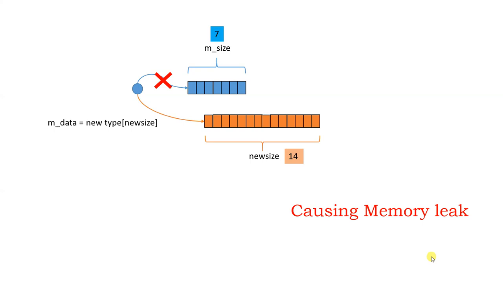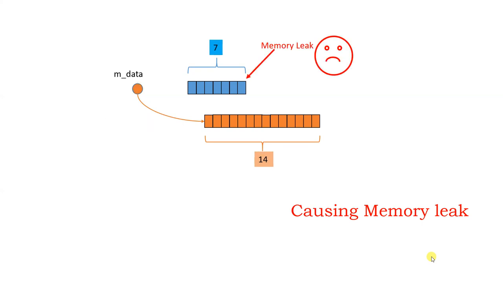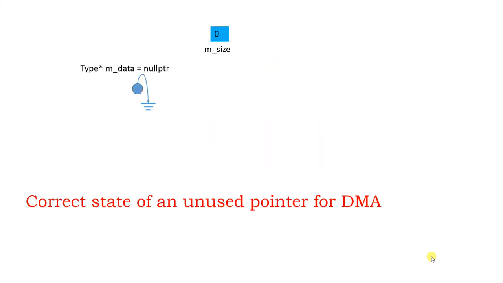Another type of memory leak. Essentially that memory is always lost and you cannot find it. You don't know where it is. The correct state of an unused pointer in dynamic memory allocation is always setting it to null. And that's the main thing that you test. Of course, you're going to set the size to 0, but that 0 means nothing.